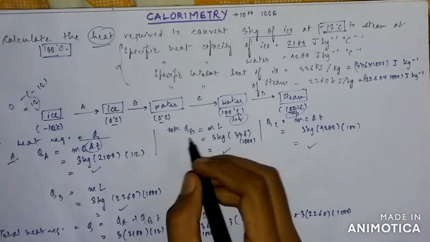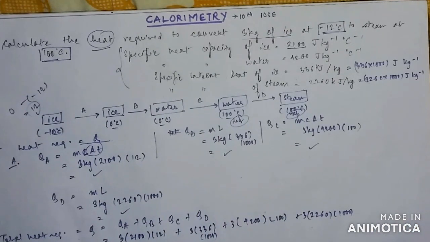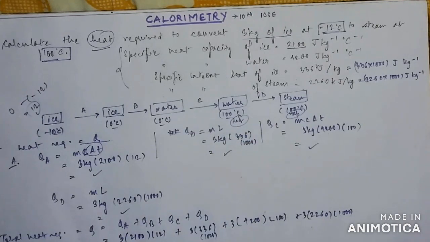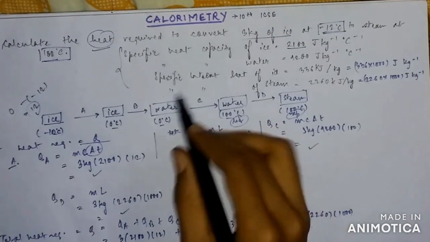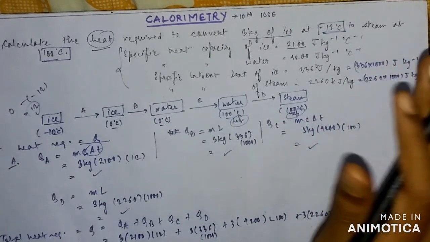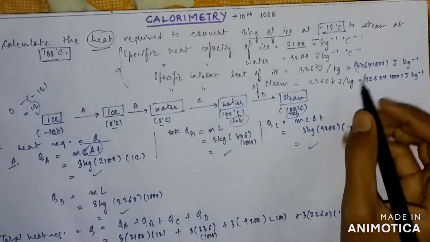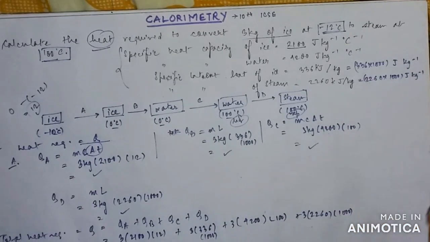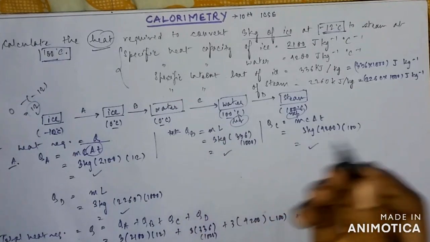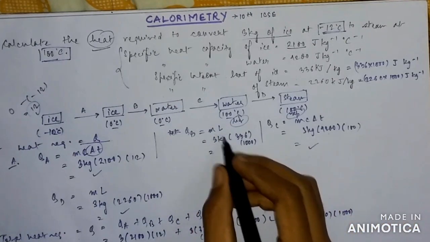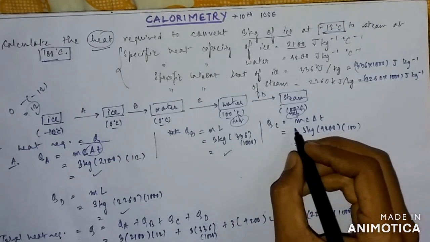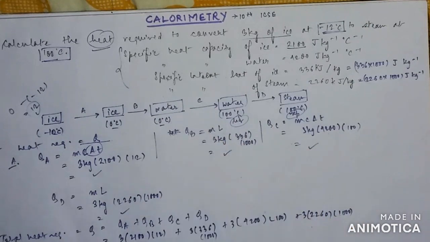Let us come to part B. Now in part B we will actually take mL, that means mass into latent heat. What is the latent heat of ice given? Specific latent heat 336 kilojoule per kg. Actually we have to convert it into 336 into 1000 joule per kg. So QB is mL, m is 3 kg and L is 336 multiplied with 1000. And next we come to part QC.